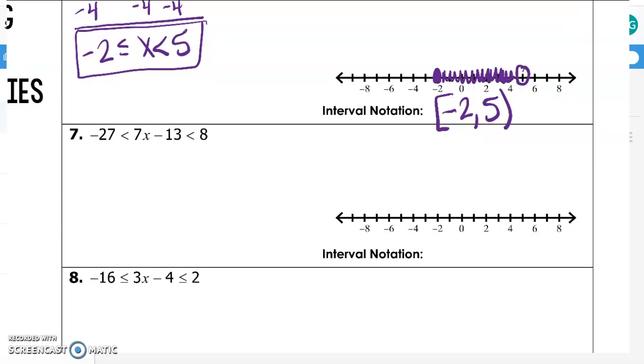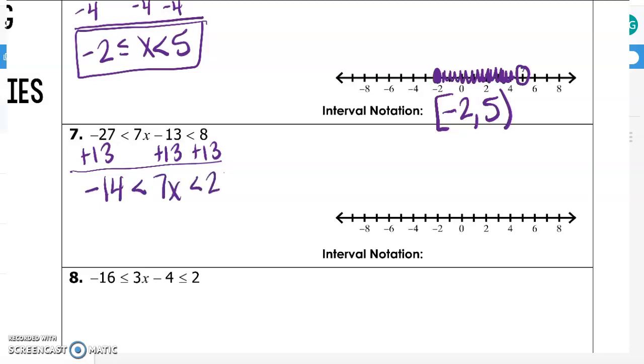So for number 7, just concentrate on this part of it. Ignore the -27 and the less than sign. What would you do first for 7x minus 13? You would have to add 13. So I do that here and here, which also means I need to do it there. So 3 places. So -14 is less than 7x is less than 21.